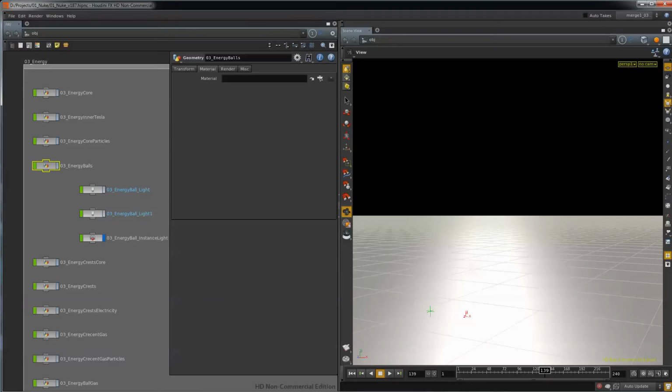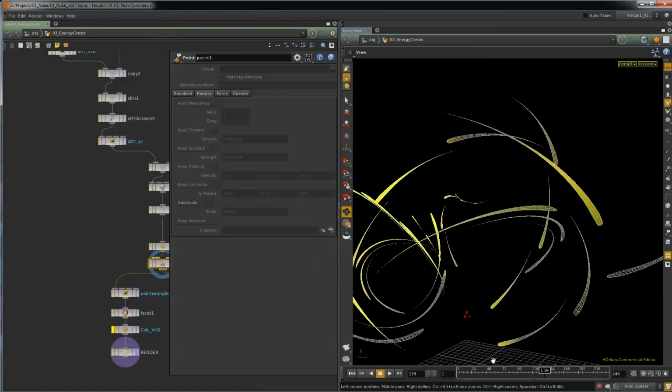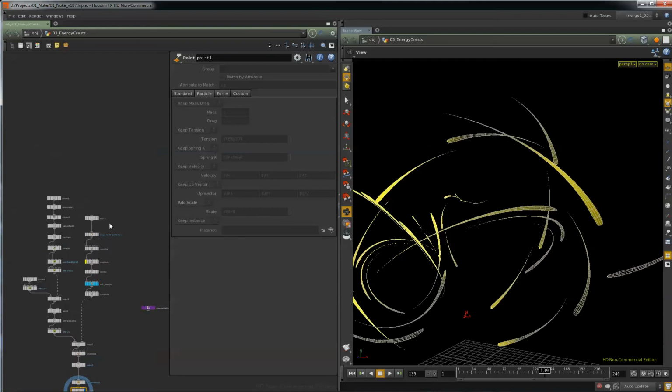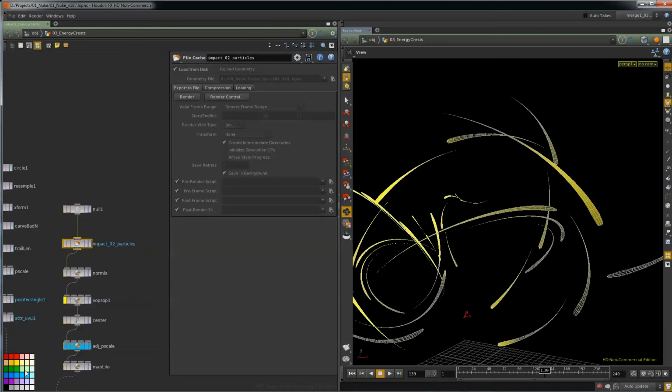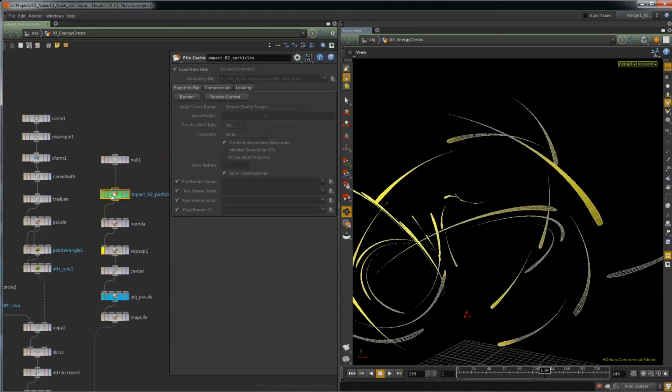So let's hop on over to Houdini and check out the crescents, energy crests. See these. So same deal, I start from the impact particles.